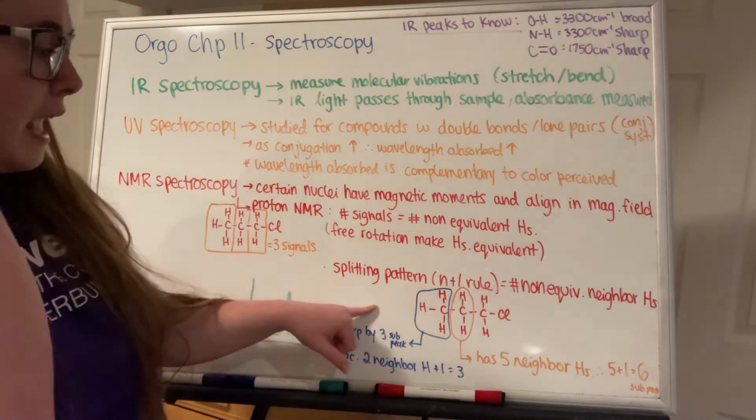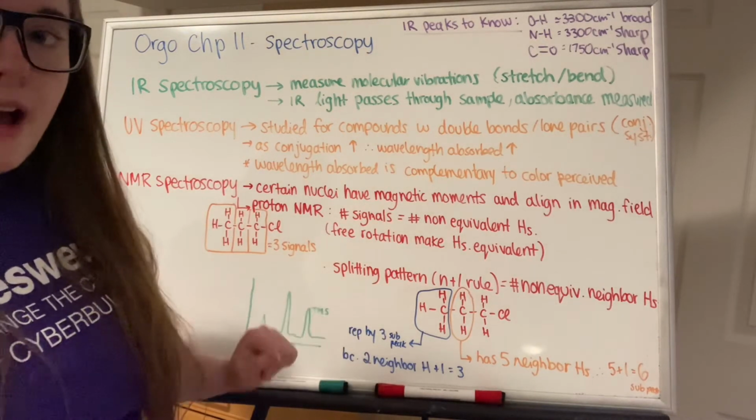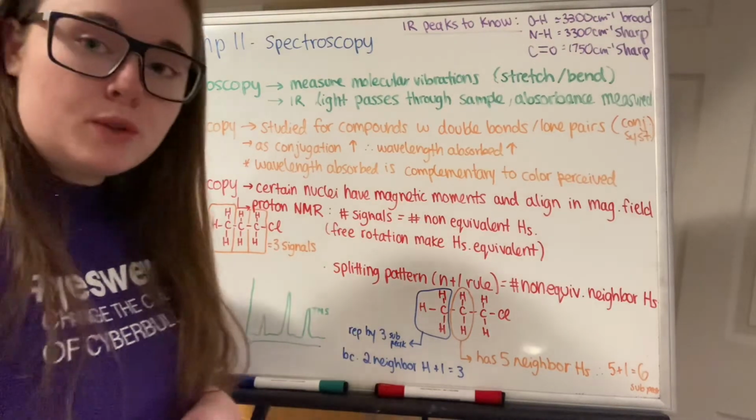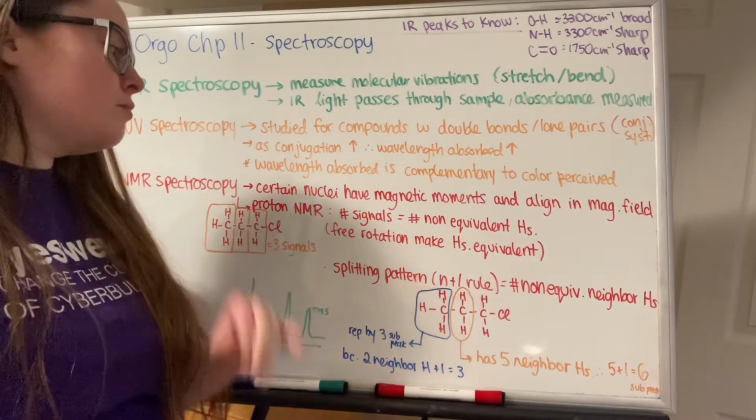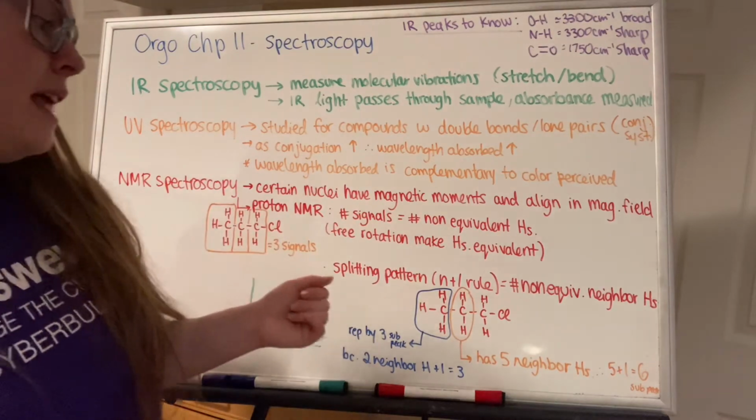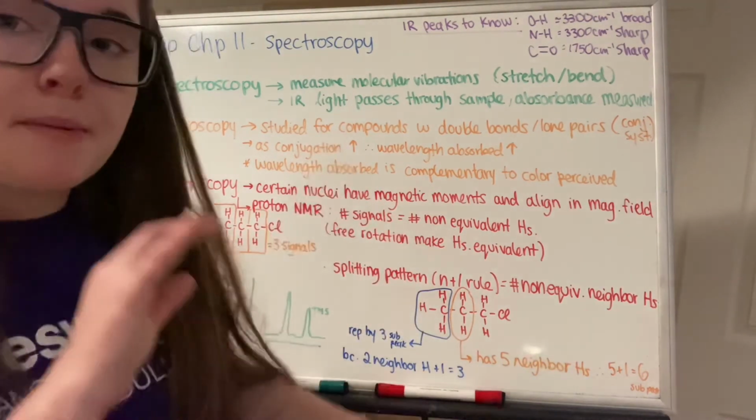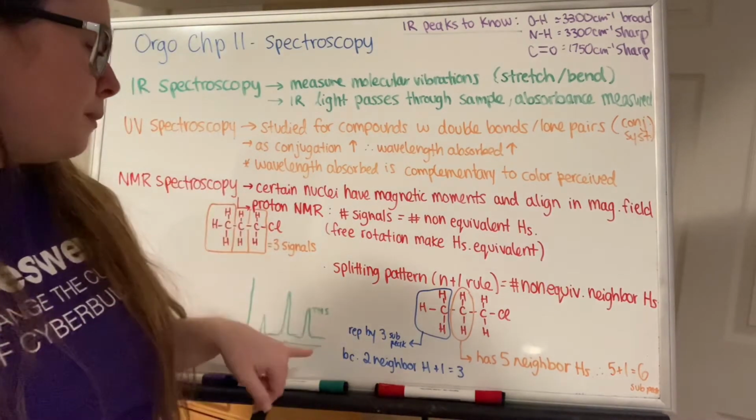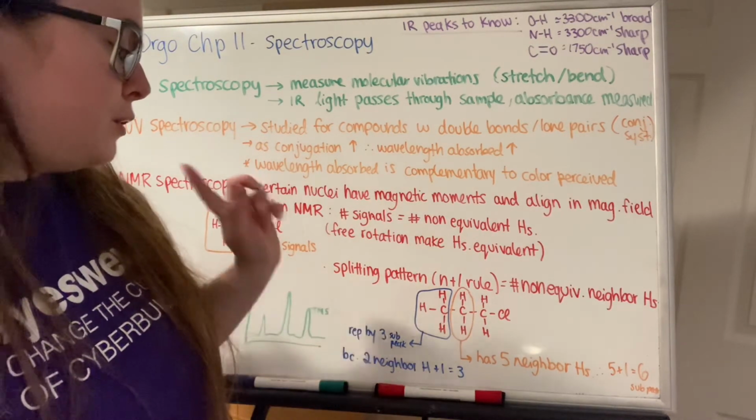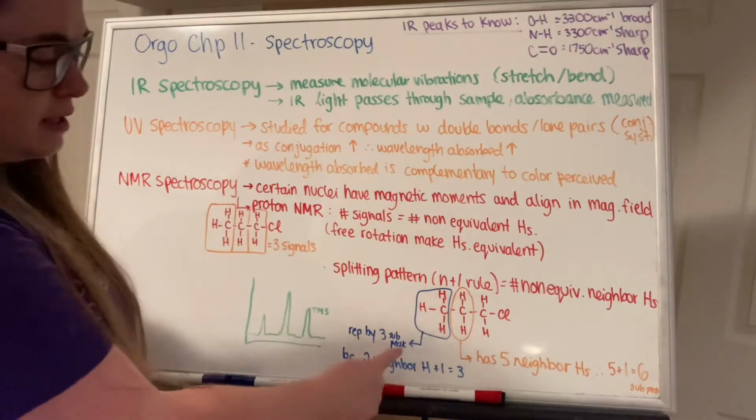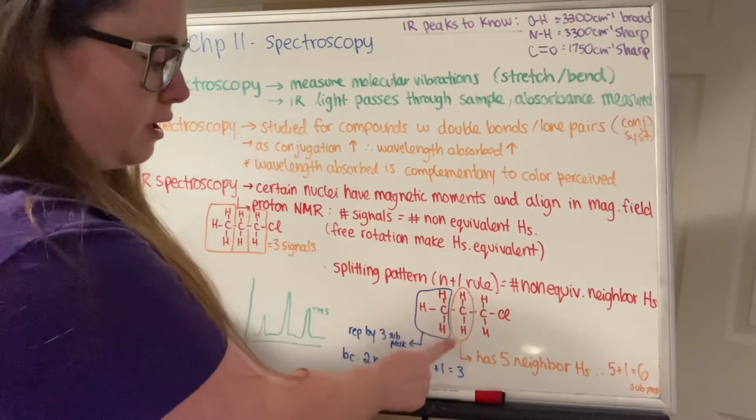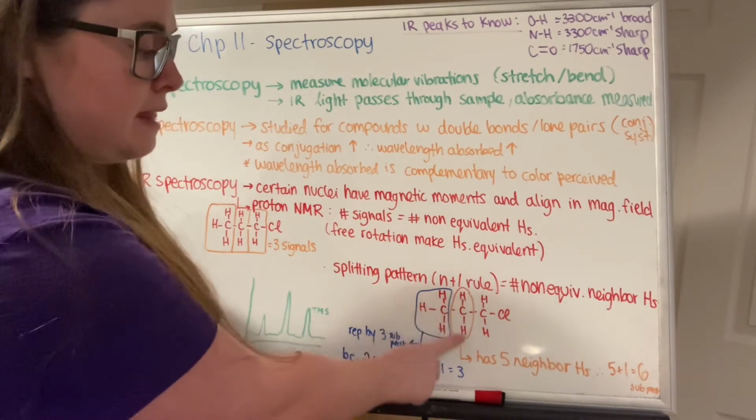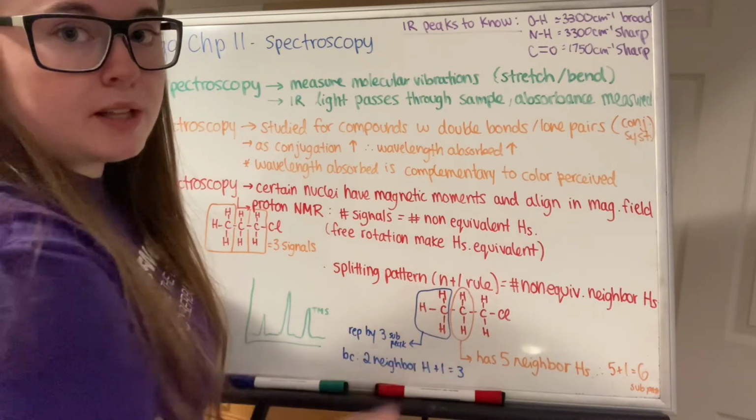However, if we're looking at another aspect of NMR spectroscopy, we can look at the splitting pattern, which uses the N+1 rule, where N is the number of non-equivalent neighbor hydrogens. So we'll look at an example and hopefully it will be more clear. We have, again, the same molecule we had above. Let's look at this middle carbon right here. It's attached to 2 hydrogens. We agreed that this would show as one signal.